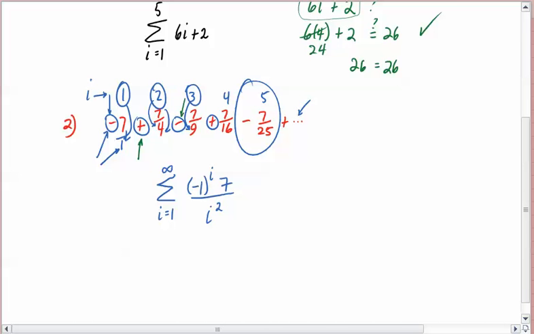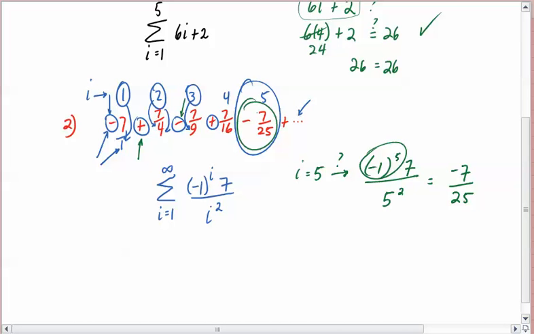So what I'm going to do is I'm going to check this one. I'm going to use 5 as my i. i is 5, and I'm going to see if it's going to work. So I have -1 to the 5th power times 7 over, now 5 is the i, and I'm going to square it. So let's see what we get. -1 to the 5th power, that has to be done first. So it's going to be still a negative, so I'm going to have -7 over 25. Let's see if that's exactly what we were supposed to get. So it says that this is indeed my summation notation.